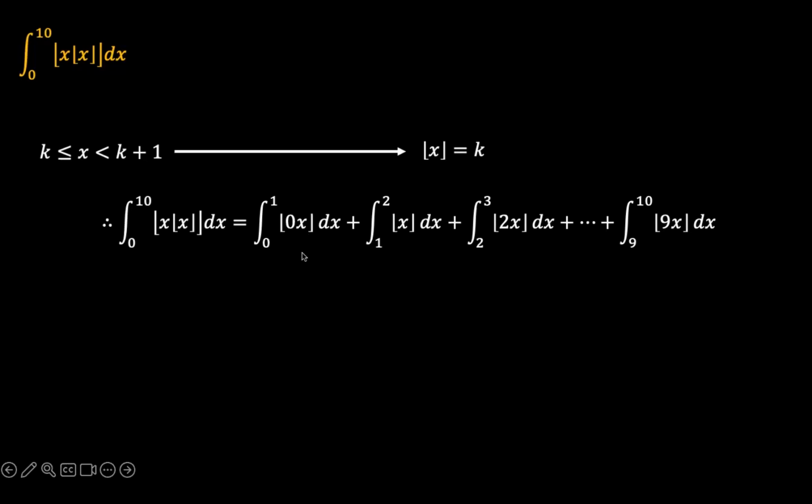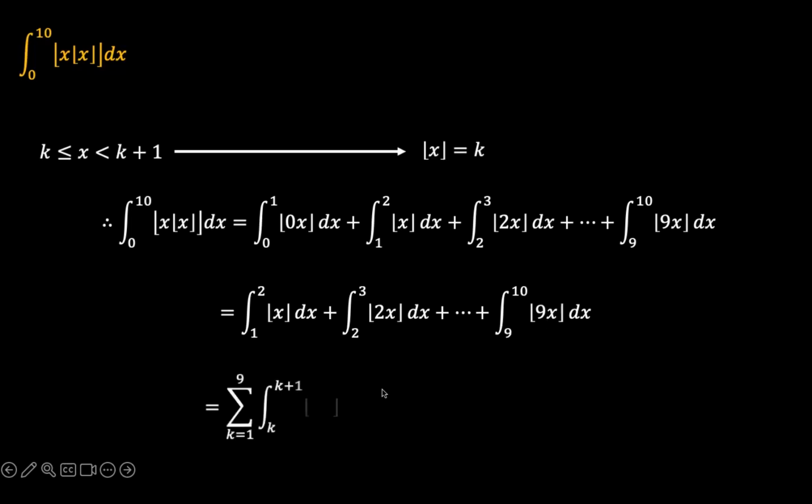So since this is 0, that collapses to 0, and now we have a summation of integrals from 1 to 2 of the floor function of x, 2 to 3 of the floor function of 2x, and so on up to the interval 9 to 10, where we have the floor function of 9x. So that can easily be represented as a summation from k equals 1 to 9 of the integral from k to k plus 1 of the floor function of kx.